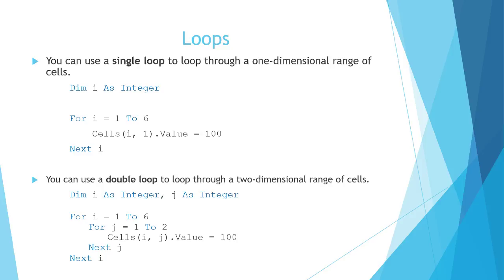It's going to loop around. So first I is going to equal 1, and you're going to change that value to 100. Then after you do that, you're going to move on to the next I value, which is going to be 2. And then for the second row of column 1, you're going to change the value to 100, and so on and so on and so on.